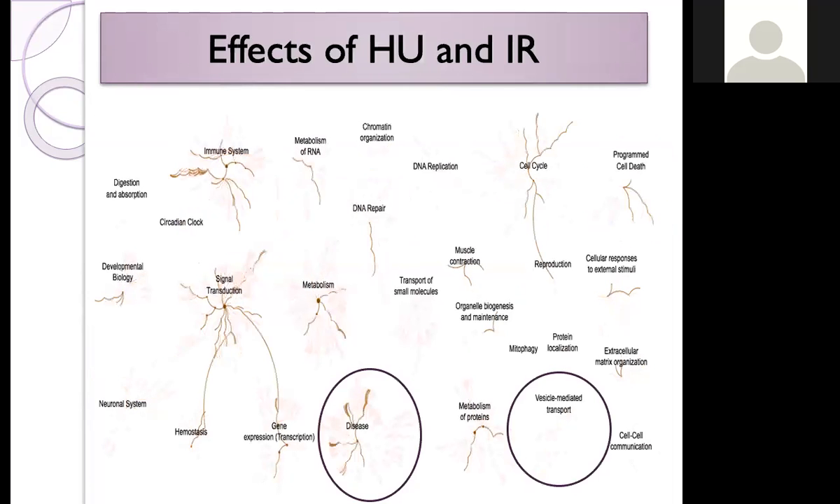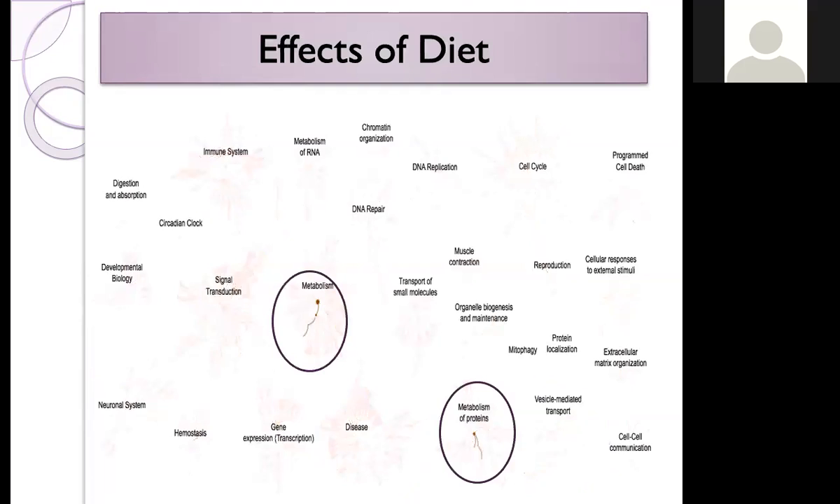And the combination of both HU and IR increases the pathways in diseases, but interestingly also cancels out the effect of certain pathways seen that were activated in HU and IR alone. The combination, for example, cancels the vesicle mediated transport. The effect of diet, if you remember, there were a few genes affected, but the genes affected were metabolism and metabolism of protein.